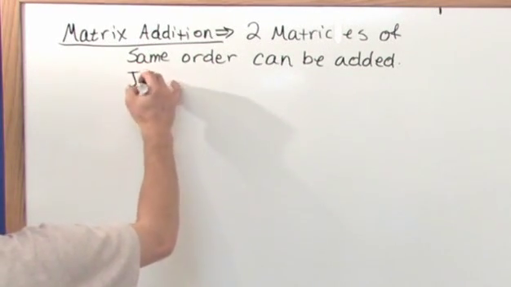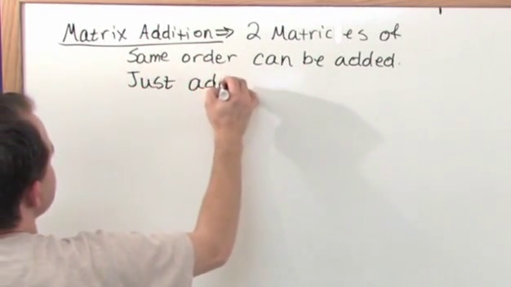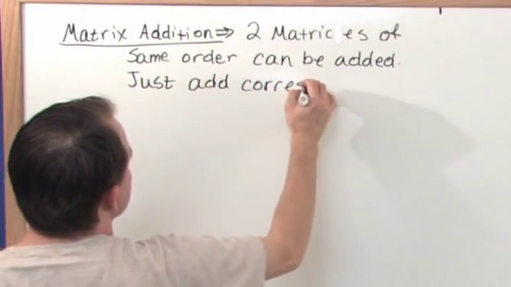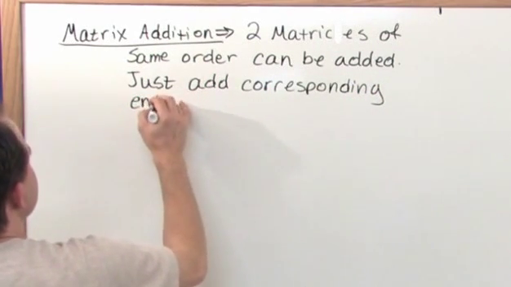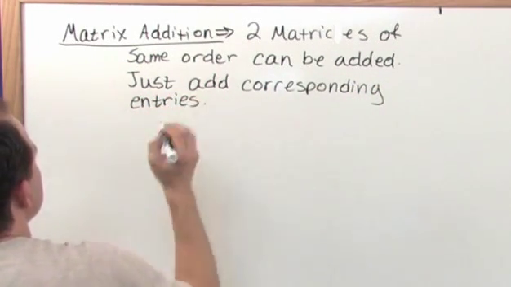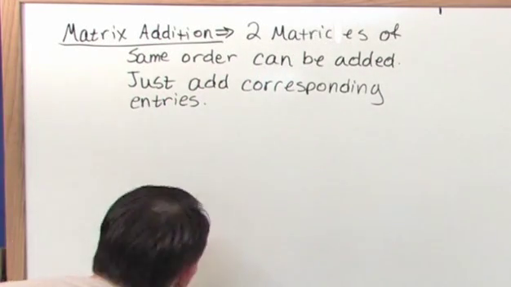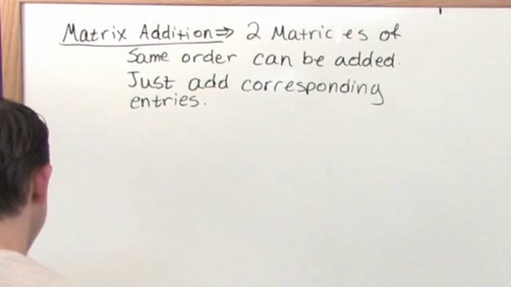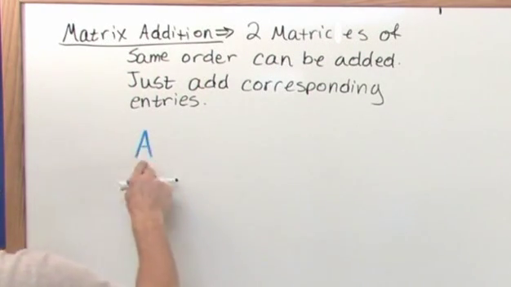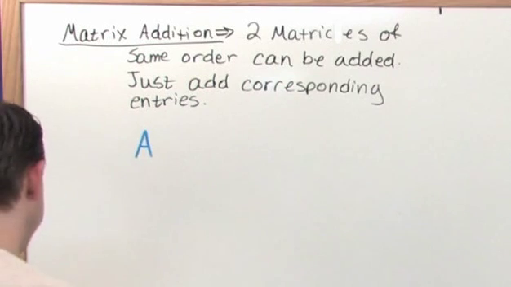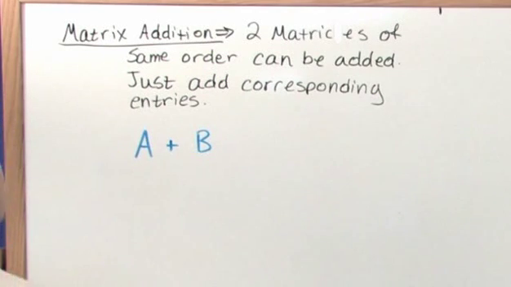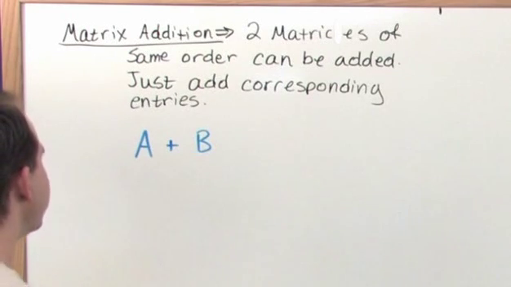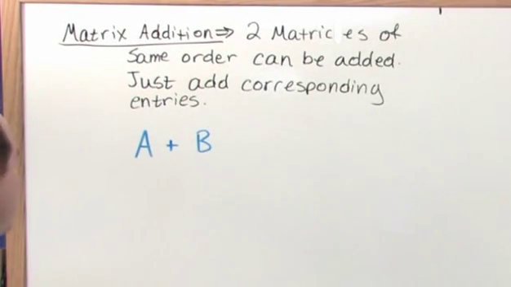So all you do is you just add corresponding entries. Okay? And the way you're going to see this written in your textbook, in math language, okay? If you have a matrix that you're representing by the letter A, this letter A represents an entire matrix, okay? And you're adding it to another matrix that you're representing by a different letter B. So this is matrix A and matrix B, and you want to add them together. What this says is that they have to have the same order. They have to have the same number of rows and columns. Otherwise, you cannot add them.